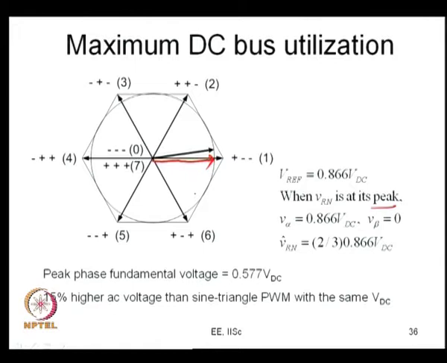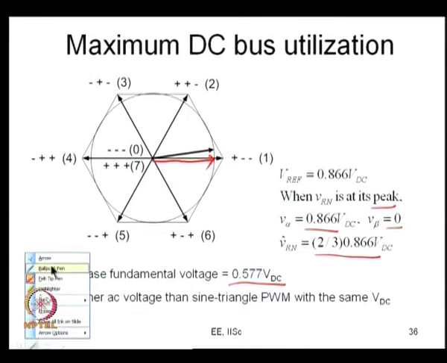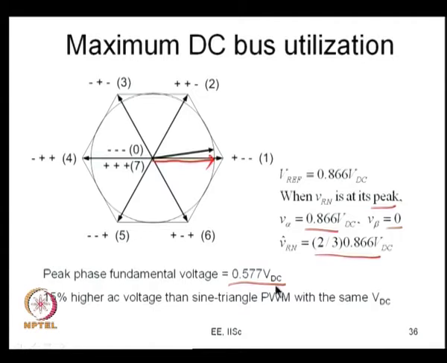Under this instance you can see that your V alpha is 0.866 VDC, and V beta is equal to 0. So, you can use the space vector transformation. V alpha is equal to 3 by 2 times Vrn, and therefore, Vrn peak is simply equal to 2 by 3 times 0.866 VDC. And what is 2 by 3 times 0.866? That is 0.577 VDC. So, this is a proof from the space vector point of view why peak phase fundamental voltage is equal to 0.577 VDC. I mentioned this very quickly in one of the previous lectures. Here I have taken the time to go through some more steps.